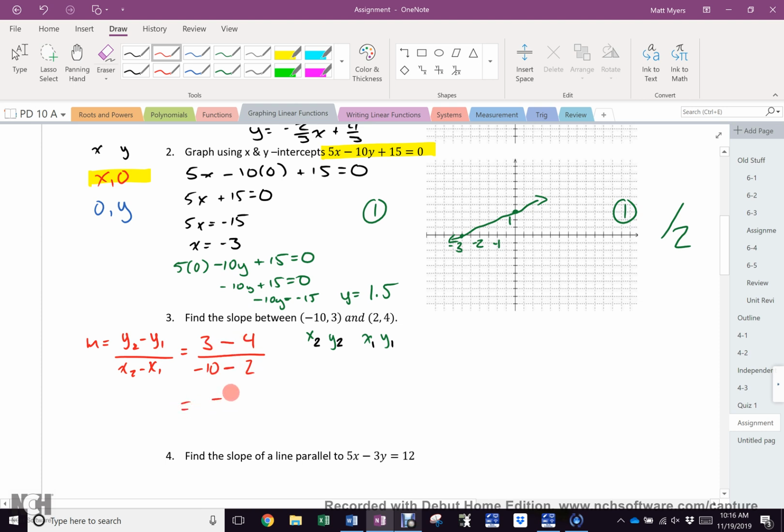3 minus 4 is negative 1. Negative 10 minus 2. A bunch of you are going to say it's negative 8 because you think two negatives make a positive because you haven't bothered to learn what is actually happening. You stopped listening when they said two negatives make a positive. And the answer is negative 12. Now, two negatives make a... 1/12. 2 marks.